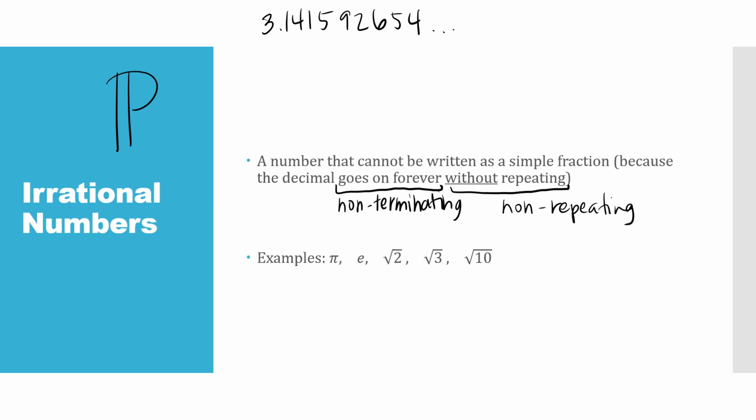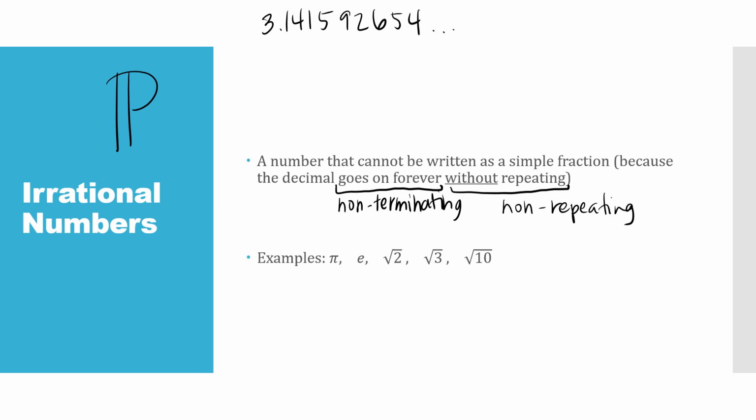That's what we use to indicate that it goes on forever. And it's non-repeating, so you're not going to see this exact combination, 1514926554, get repeated. It just goes on forever and it's non-repeating. So that's an irrational number.